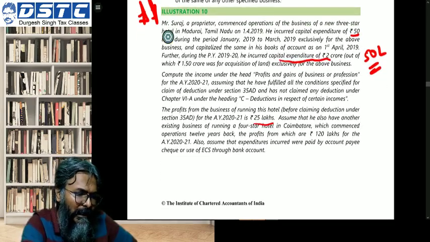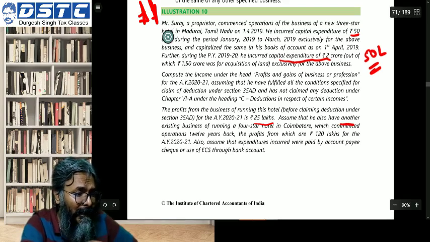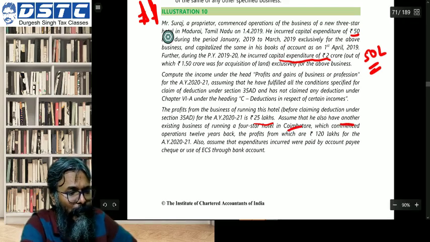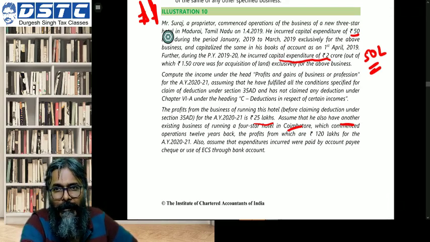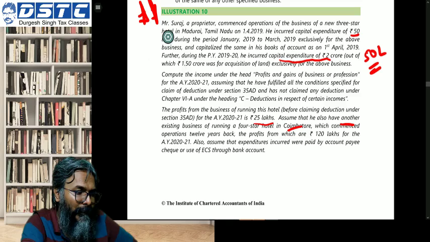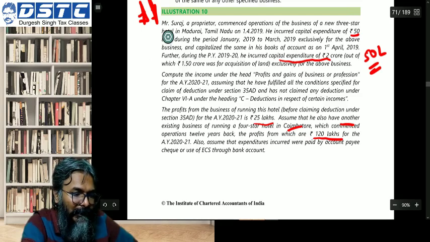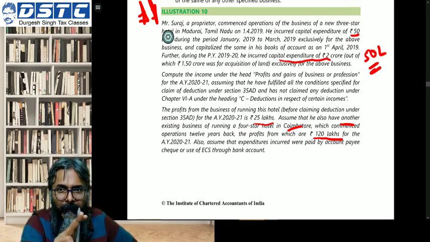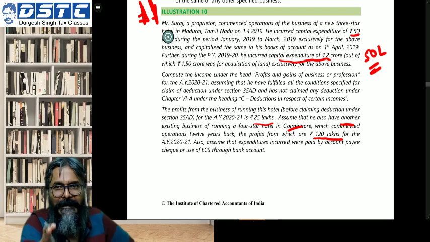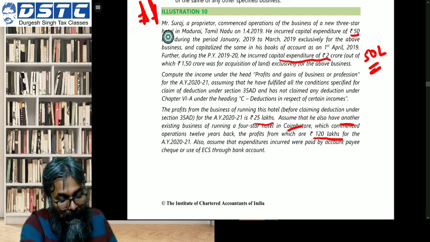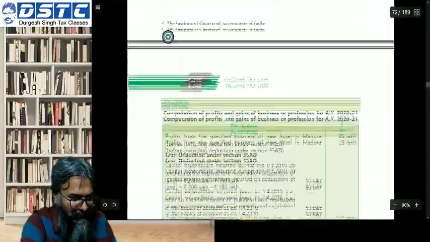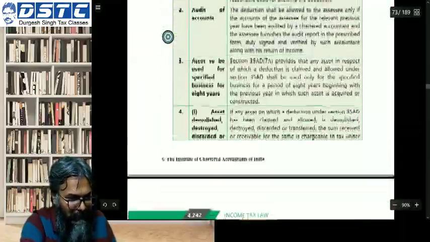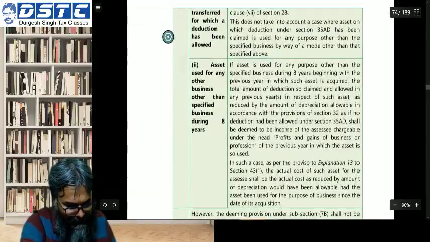from this specified business, assuming that he has also another existing business of running a 4-star hotel in Coimbatore, students, which commenced operation 12 years back. The profit from which was how much? 120 lakhs. So now you tell me whether the loss of this 75 lakhs can be adjusted against the profit of this 120 lakhs? Quickly students, this is the game as far as this question is concerned. Say fast, Chandana.